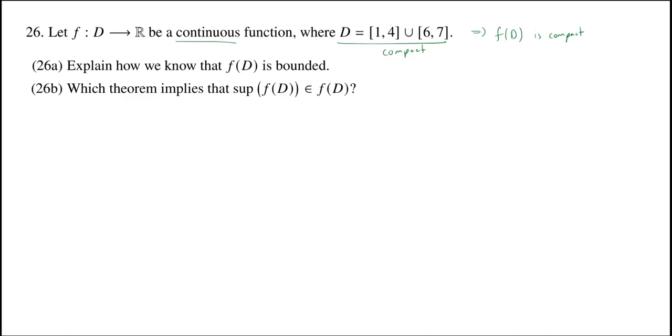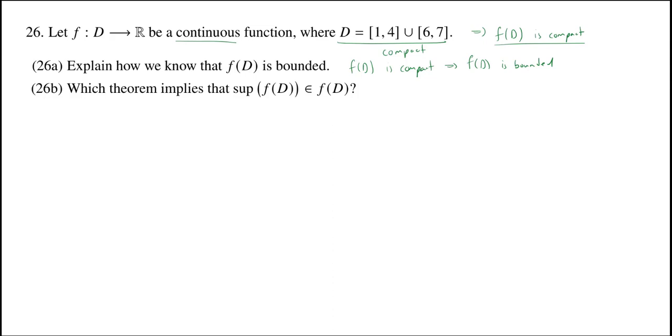All right. Now, part A says, explain how we know that f of D is bounded. Well, we know that the continuous image of a compact domain is compact, and every compact set is bounded. So f of D is compact implies that f of D is bounded. Easy peasy. Okay, part B. Which theorem implies that the supremum of the image of f is actually contained in the image of f?